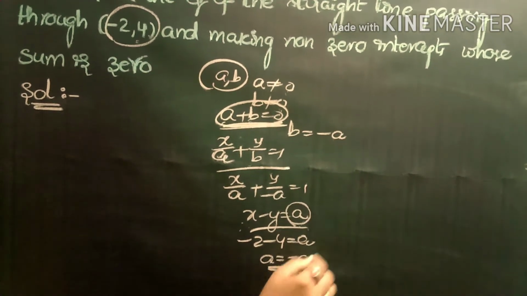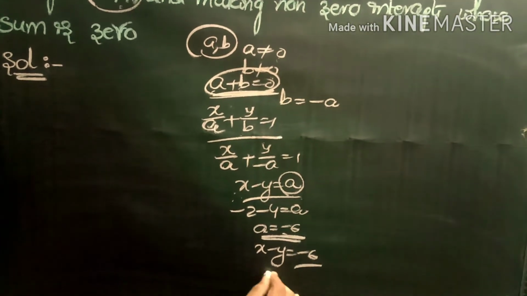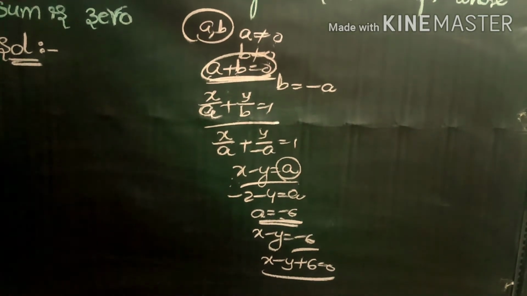Now taking this -6 value here, the equation of the line is x - y = -6, then x - y + 6 = 0, which is the required answer.